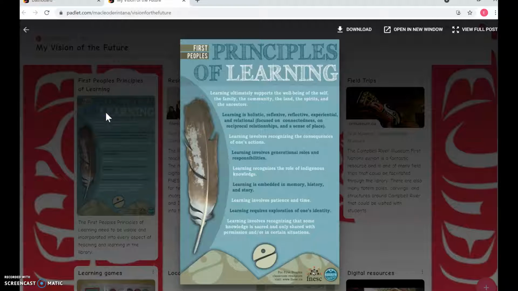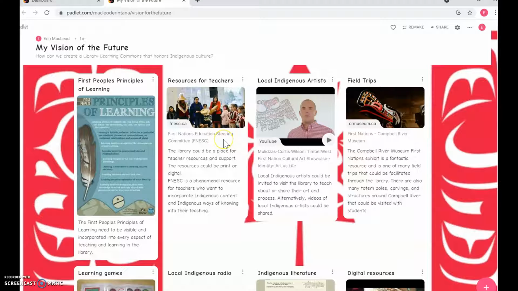The first pin I have on my Padlet is the First Peoples Principles of Learning PDF or poster. All these principles underlie the resources that I found and the library learning commons in my vision of the future that honors Indigenous culture. In my vision, the library learning commons is also a resource for teachers, so there would be great resources there for teachers to come and use for incorporating Indigenous content and culture into their classrooms.